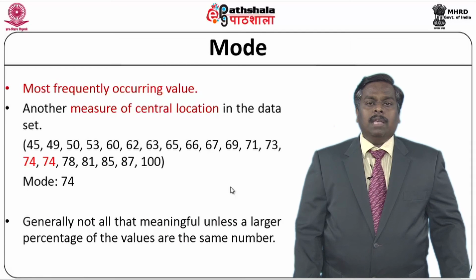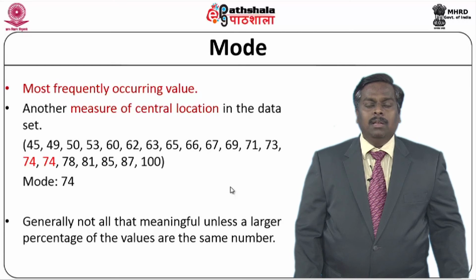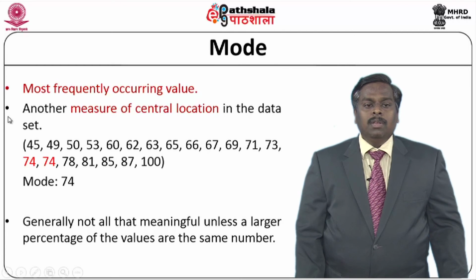Mode is actually the most frequently occurring value in the data set. This is another metric which is used for measuring the central location of the data. So, in this given data set, we identify 74 as the mode. This is done by identifying the frequency of occurrence of each and every value in the data set, and we find 74 is the value that has occurred most often. Here in this scenario, 74 has occurred twice. Therefore, we consider the mode of the given data to be 74.